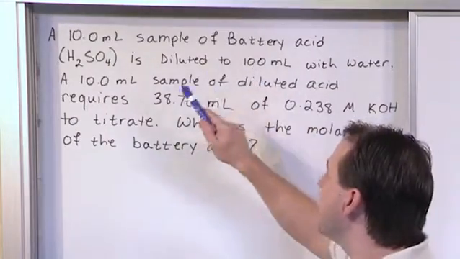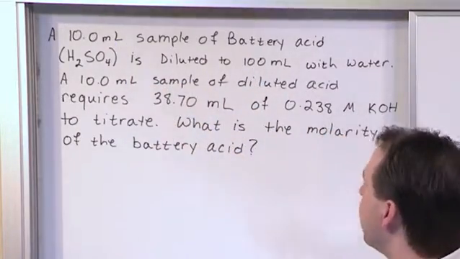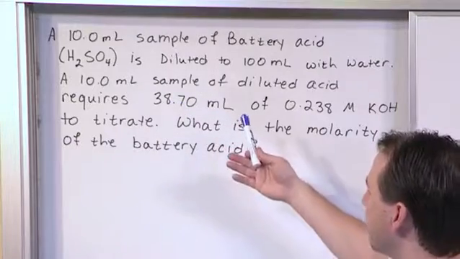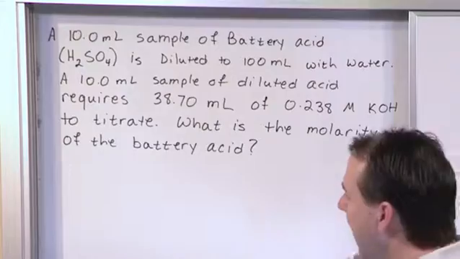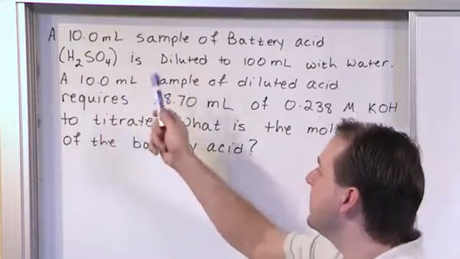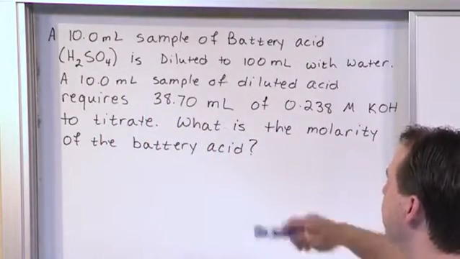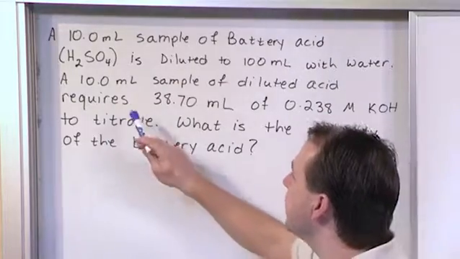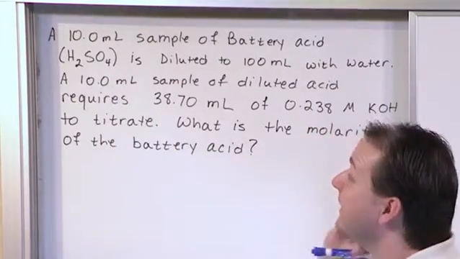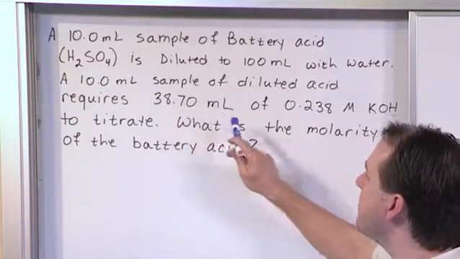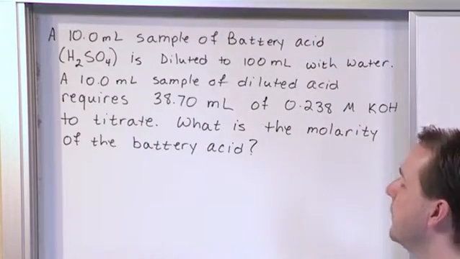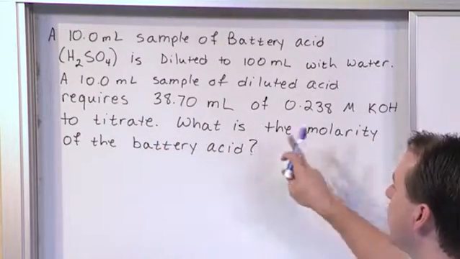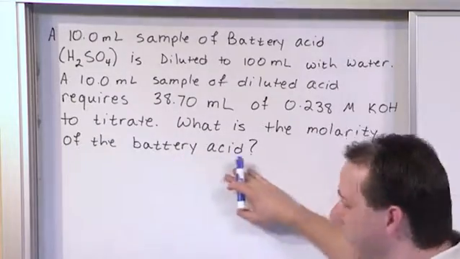Now we take this battery acid, this 10 milliliters that we started with, and it's diluted. In other words, we add water to it and bring it up to 100 milliliters with water. After we do that, we take 10 milliliters of this diluted sample, of this diluted acid, and we find out that that little 10 milliliter sample requires 38.7 milliliters of 0.238 molar potassium hydroxide solution in order to titrate it. The question is, what is the molarity of the original battery acid?